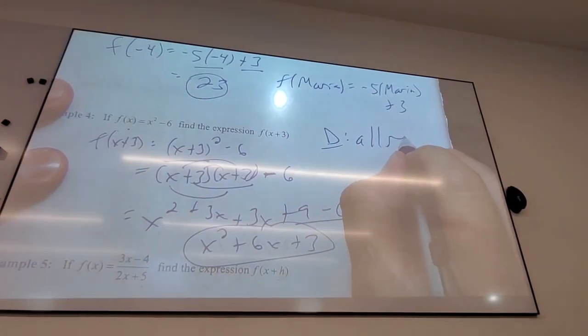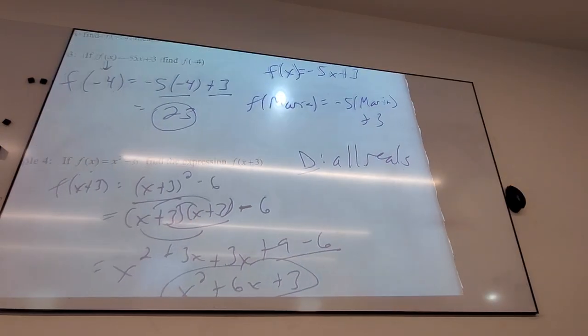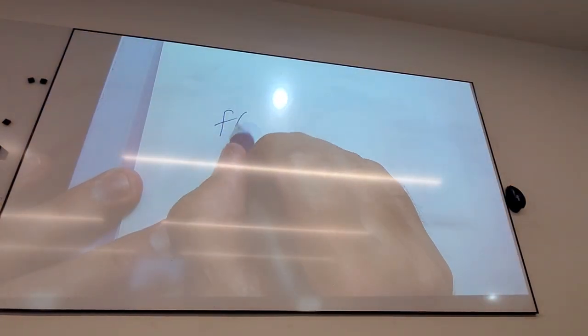All reals. What about if I had this function? I just want to show you an example of a function that's got a problem.